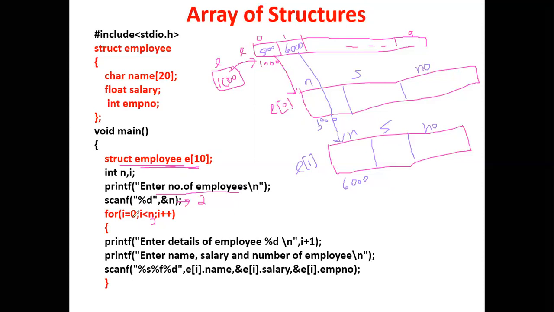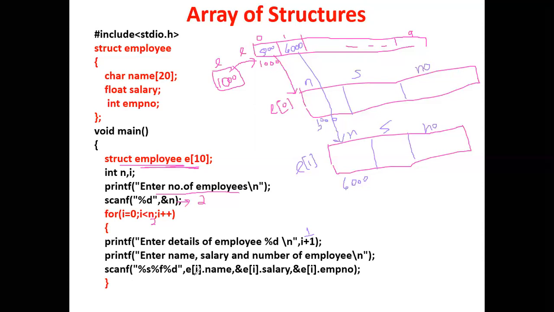So E of 0, I is equal to 0, I less than 2. So I'll be storing, means not all 10 employee details, only 2 employee details I'll be storing. Enter the details of the employee. So I plus 1 means 0 plus 1. So I'm asking to enter the details of the first employee. So enter the name, salary and the number of the employees.